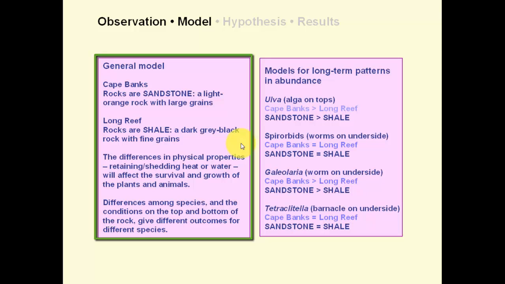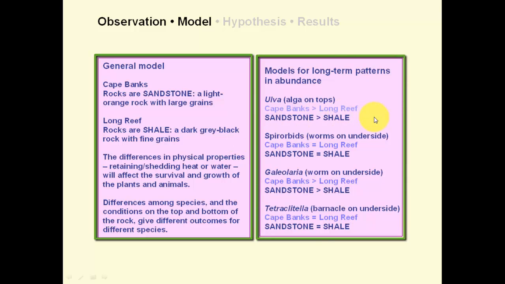And also the difference between the top and the bottom rock may mean that we see different things for different species. In the right panel, I've indicated what the model is for each species. So for ulva and for Galeolaria, sandstone is better than shale, and presumably, as I said, this is due to some of those physical properties. For instance, black will heat up faster than lighter colors, and so the black might be less suitable for the alga.